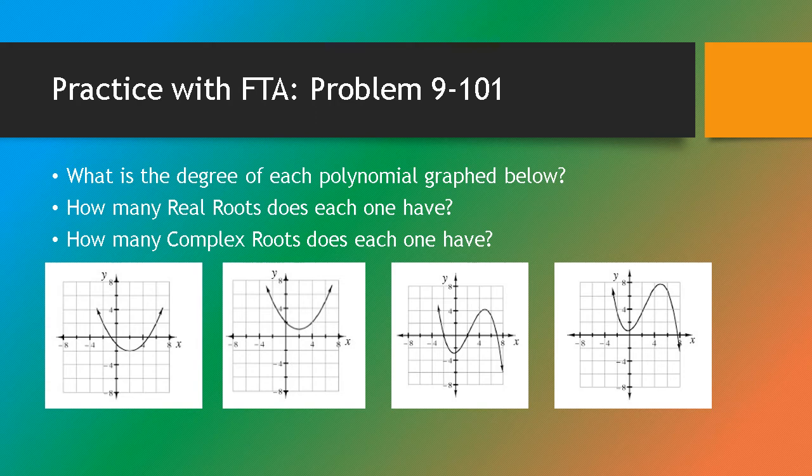You try this exercise. For each of these 4 graphs, see if you can determine, first of all, the degree of each polynomial, and then see if you can list how many real and how many complex zeros each of these has.